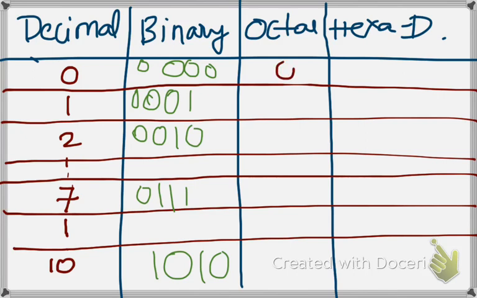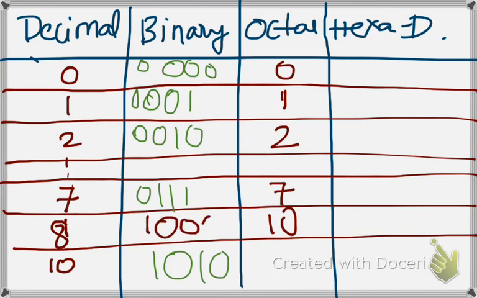So 0 in octal is going to be 0, 1 in octal is going to be 1, 2 in octal is going to be 2, 7 is going to be 7, but if I say 8, 8 in octal is going to be 1 and the next one, you have the 0, so it's going to be 10. So let me also write the binary equivalent of 8. So now things are going to be a bit clearer. So 8 in octal is going to be 10, then 9 is going to be 11, and 10 is going to be 12.